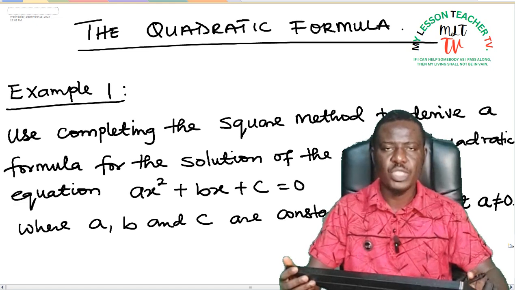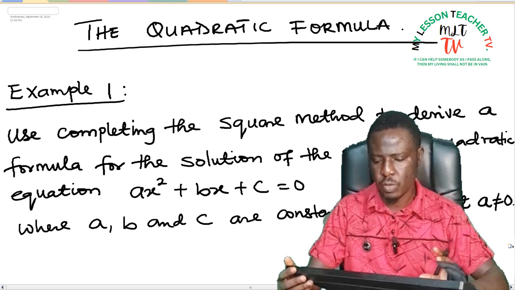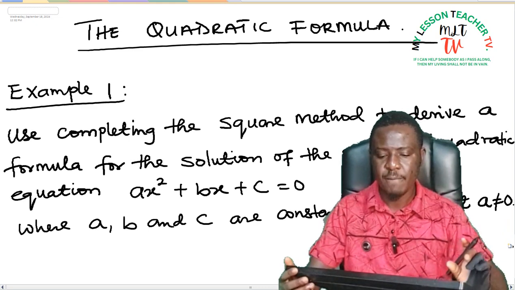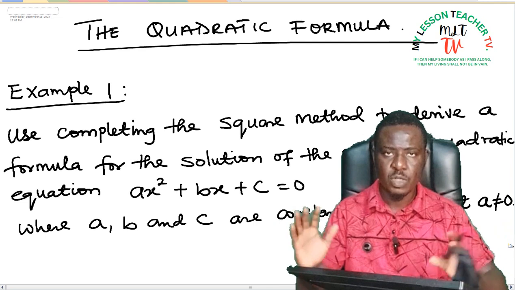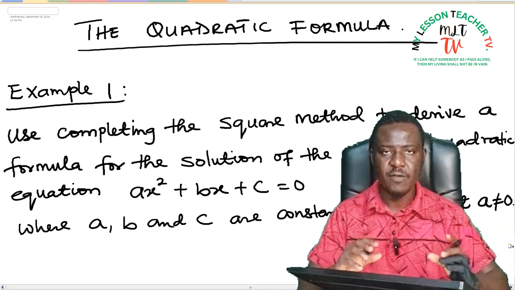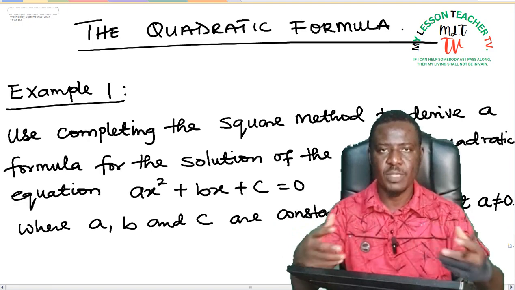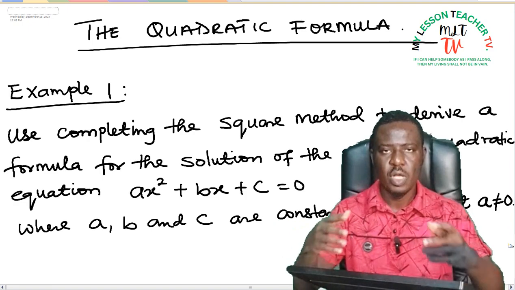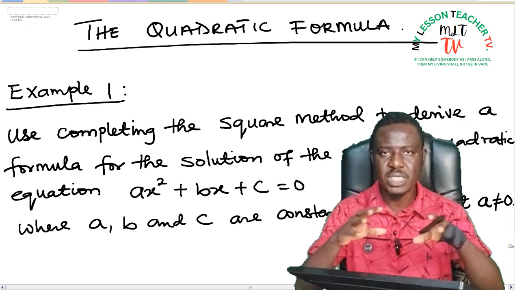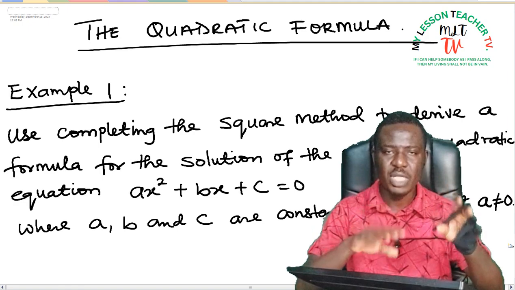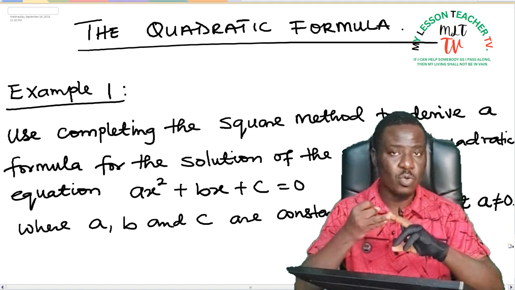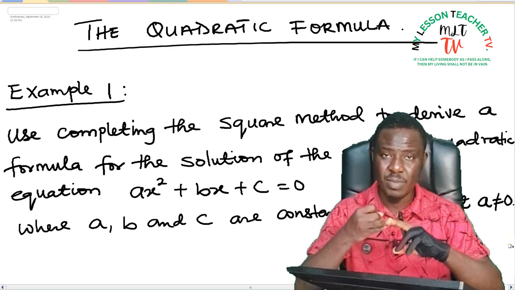So in today's class, we shall be taking the third method of solving quadratic equation, which has to do with the quadratic formula. Most people call it the almighty formula. It is a formula derived using completing the square method. So it is a simpler way of solving quadratic equations, especially for quadratic equations that cannot be factorized, or you cannot solve graphically.